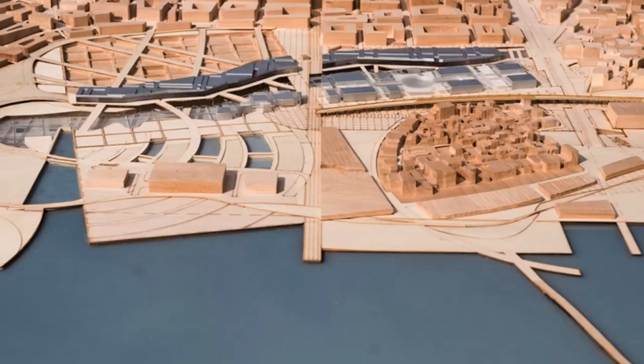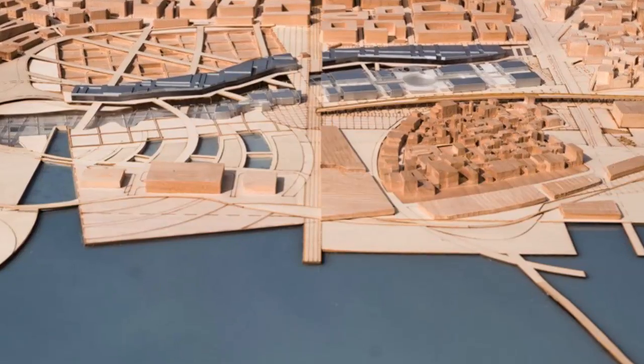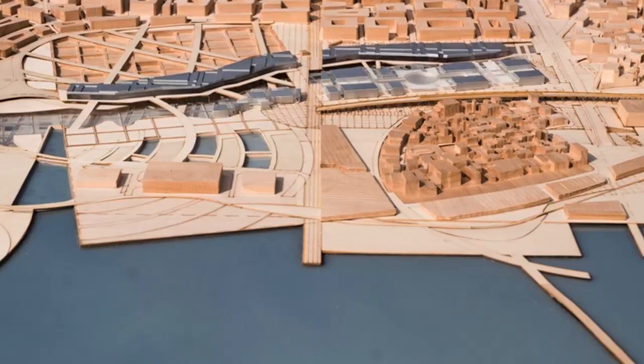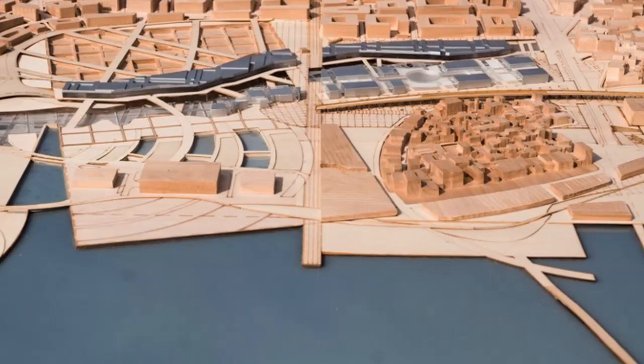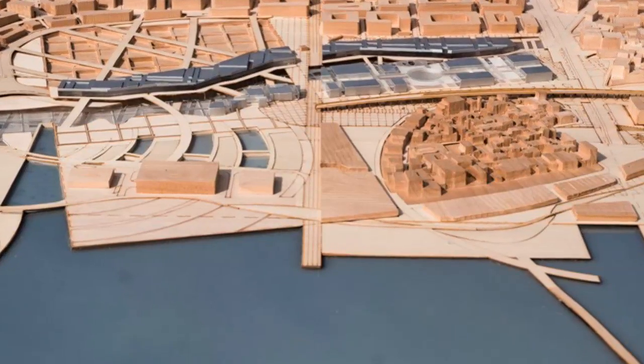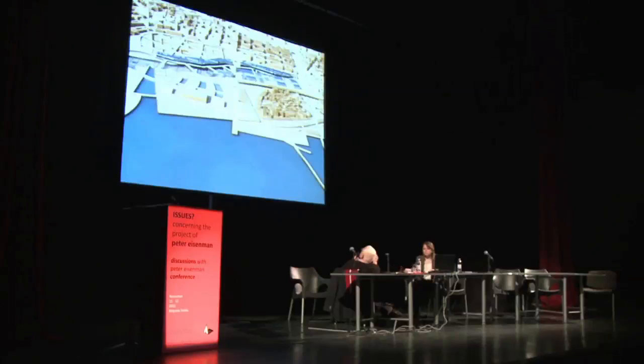Next, please. And here's a view from the south. The highway we depressed so that it ran underneath the platform. This is a major north-south car axis, and this is the pedestrian axis. Next, please.